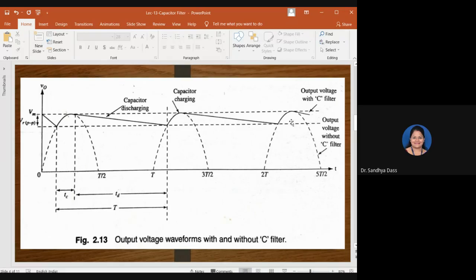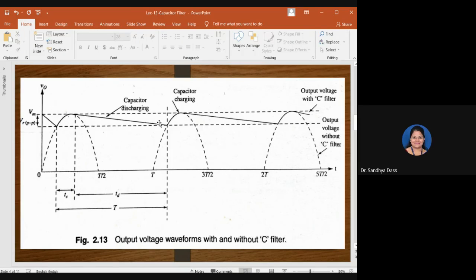Whereas in the presence of filter, the output, what you can observe here, is between Vm and Vr(p-p). This Vr(p-p) is nothing but the duration where the output is varying across the filter, or across RL also, because the filter is connected in parallel with the RL, the load resistor. So now the DC output will be between Vm minus Vr(p-p) and Vm, that is between these two dotted lines.